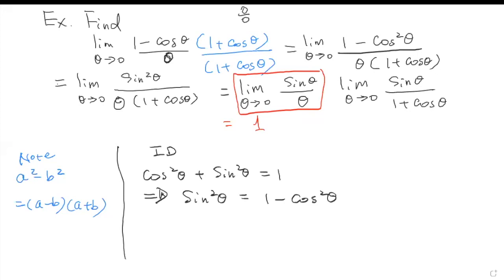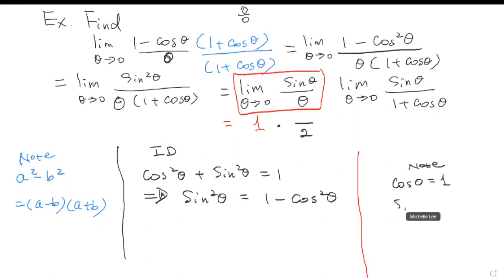Then, looking at the denominator, when theta approaches 0, what's the cosine theta? Cosine 0. 1. So 1 plus 1, which is? What is that? 1 plus 1, what do you get? 2. 2, thank you. It's a 2, right?